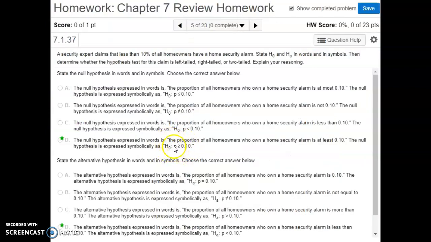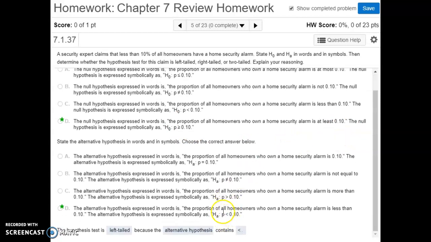So here in symbols, the population proportion is greater than or equal to 10%, or in words, we could say it's at least 10%. The alternative in symbols, the population proportion is less than 10%, which is how we would say that in words as well, less than 10%. And whether a hypothesis test is left-tailed or right-tailed all depends upon the alternative hypothesis. You can kind of tell by the direction the symbol is pointing. It's pointing to the left for a less than, and so this is going to be a left-tailed test.